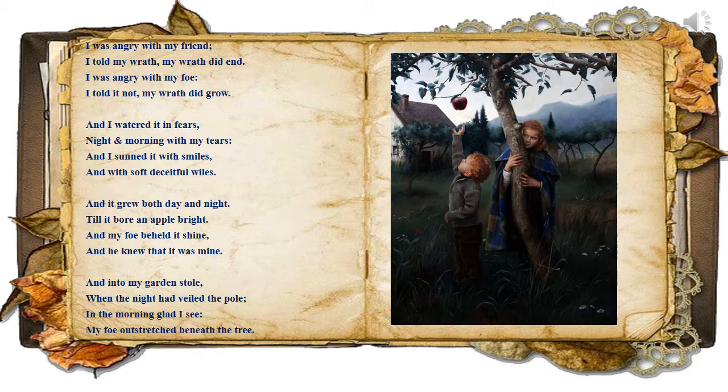And it grew both day and night, till it bore an apple bright. And my foe beheld it shine, and he knew that it was mine. And into my garden stole, when the night had veiled the pole. In the morning glad I see my foe outstretched beneath the tree.